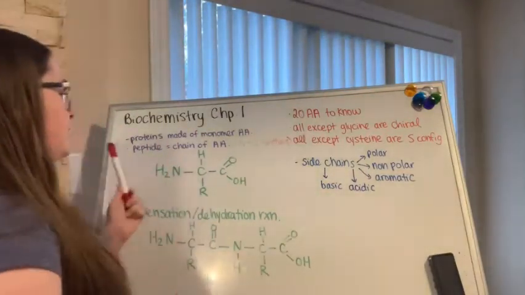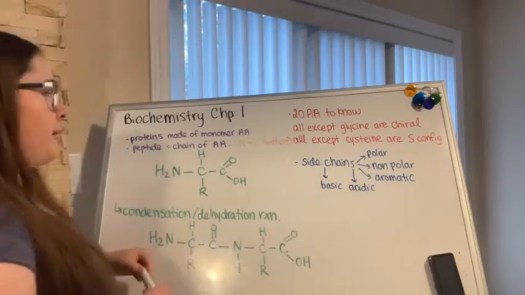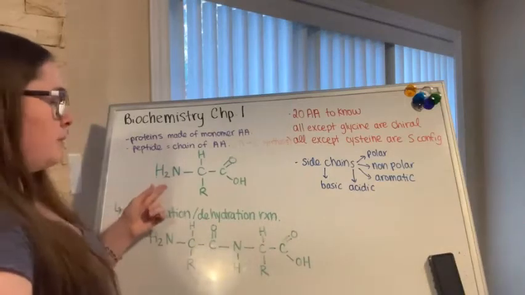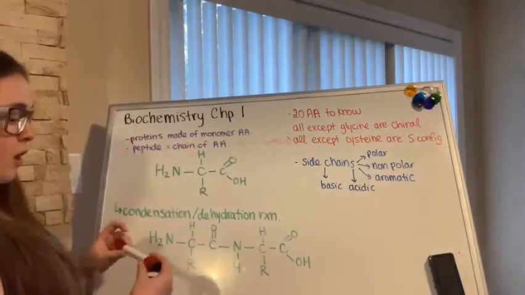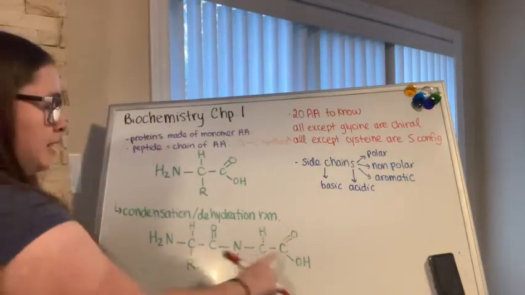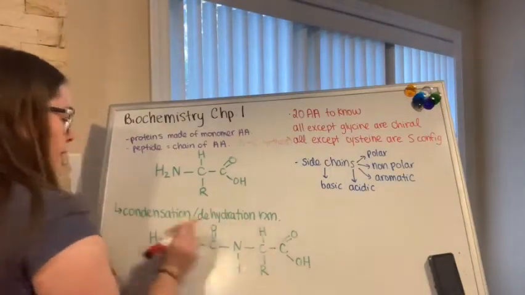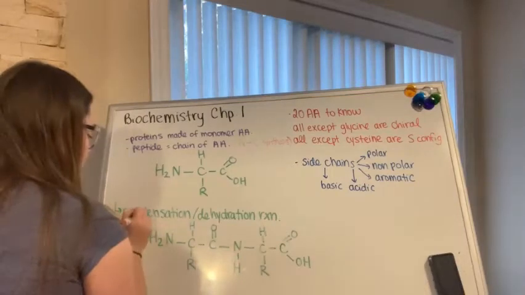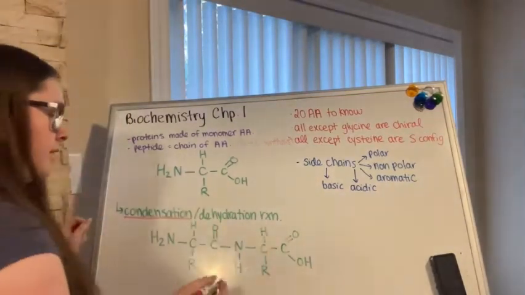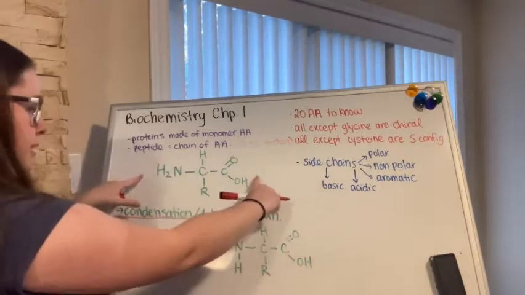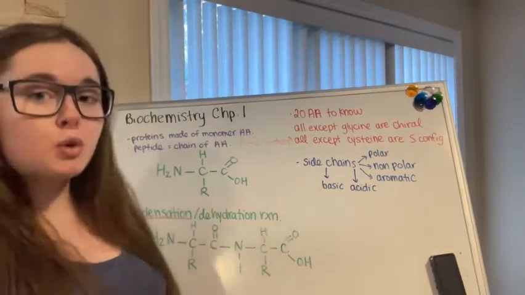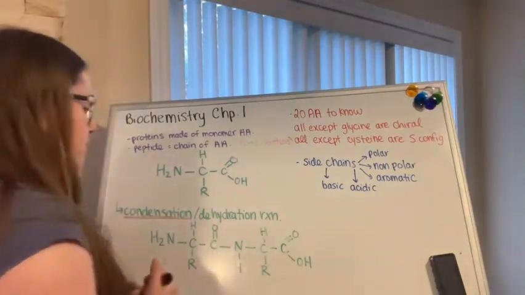What happens is you get a protein from peptides. Peptides, as we said, is a chain of amino acids. So through a condensation or dehydration reaction, it's going to start growing a peptide chain. And right here you can see the second amino acid, but they're joined by a peptide bond.